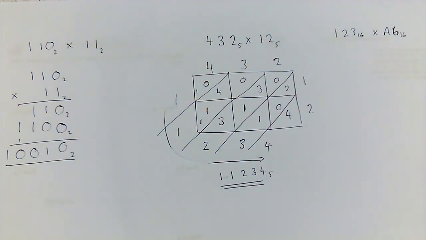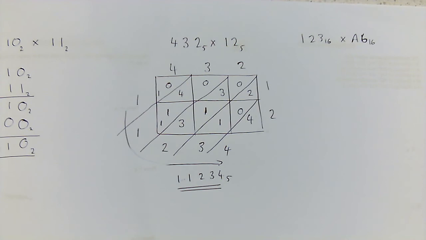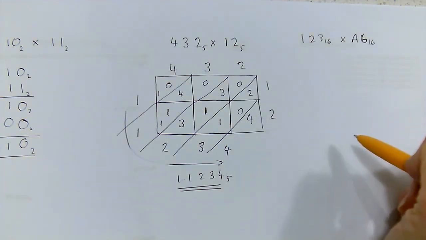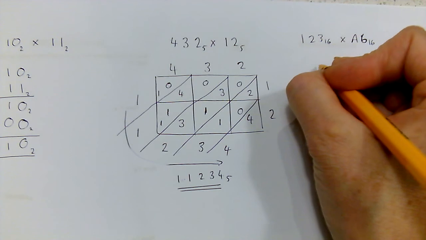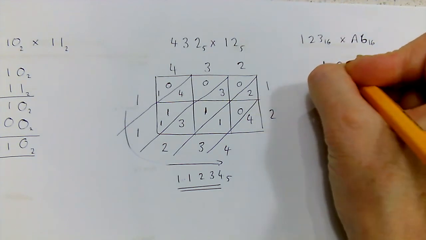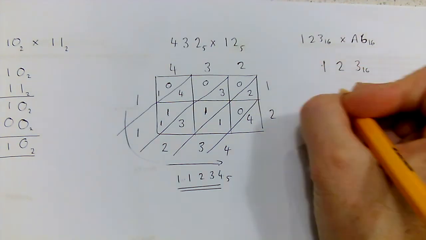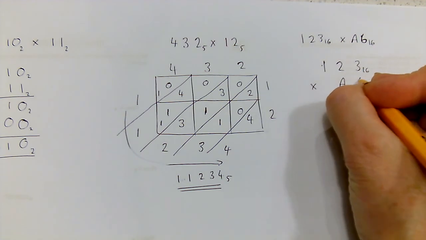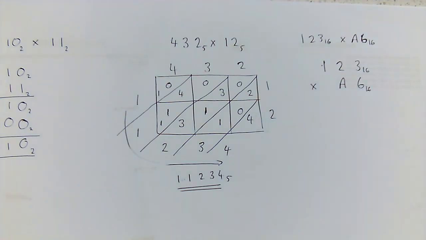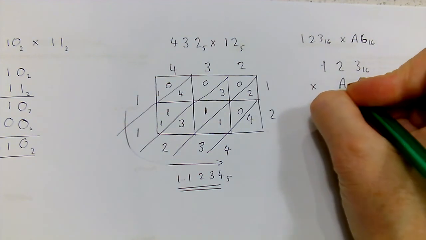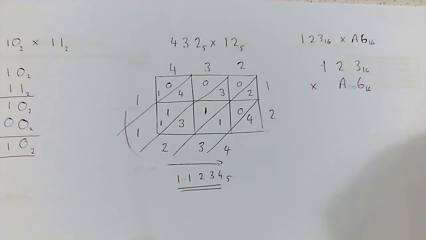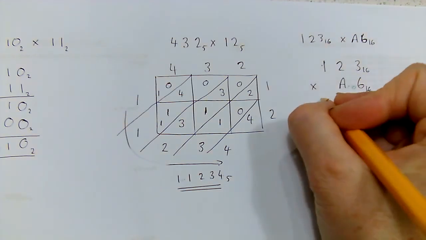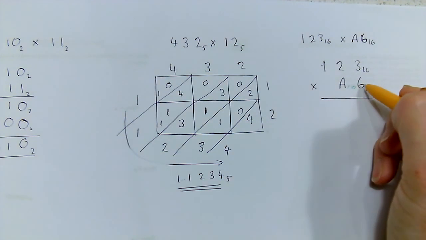Okay. And let's try base 16. Okay. I'll do long multiplication again, the traditional method. So 1, 2, 3, base 16, multiplied by A, 6, remember that A is 10. Base 16. So I'm going to write a little note to myself. Okay, that is 10, just to remind me. Right, here we go. So let's start with the 6.